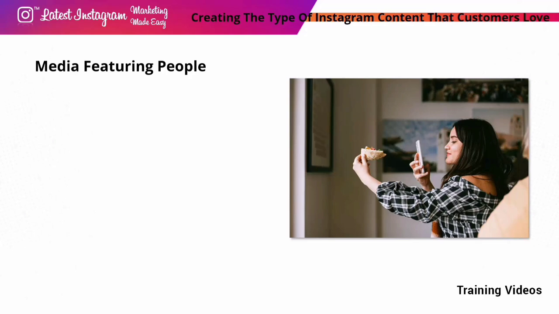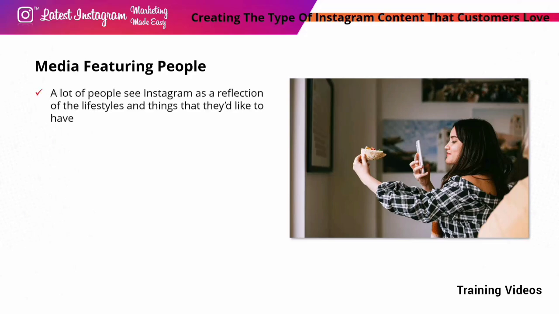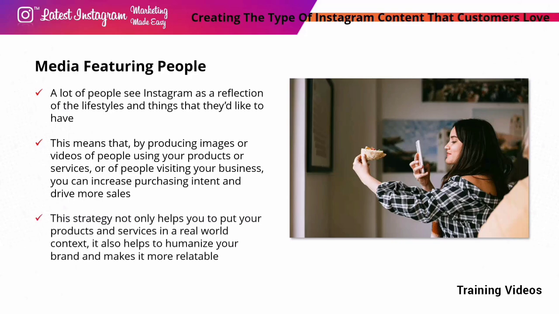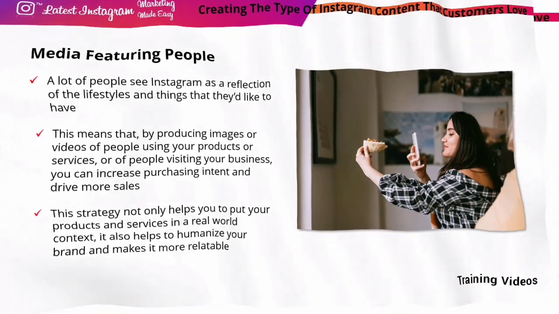Media featuring people. A lot of people see Instagram as a reflection of the lifestyles and things that they'd like to have. They use Instagram to see pictures and videos of people using the products that they'd like to own, of people wearing clothes that they'd like to wear, and of people visiting places that they'd like to visit someday. This means that by producing images or videos of people using your products or services, or people visiting your business, you can increase purchasing intent and drive more sales. This strategy not only helps you to put your products and services in a real-world context, it also helps to humanize your brand and makes it more relatable.